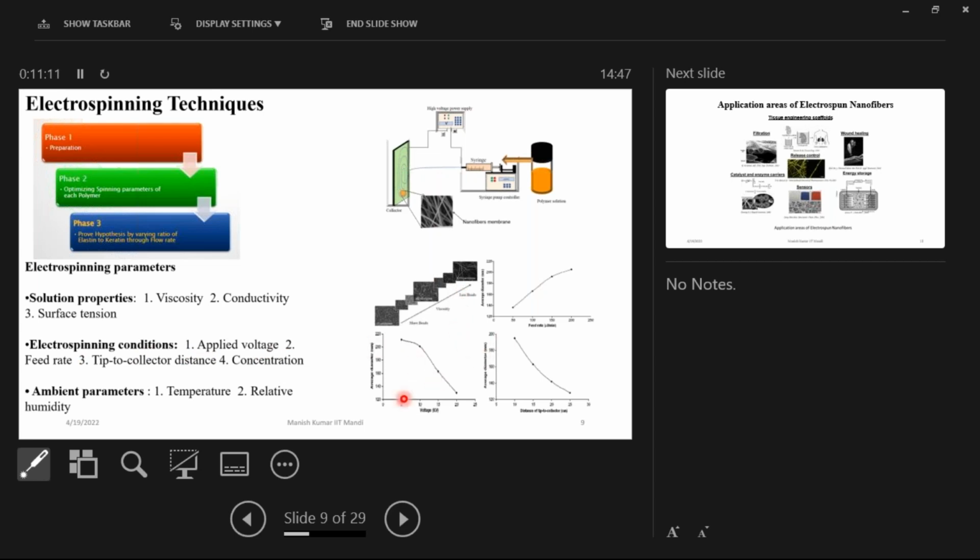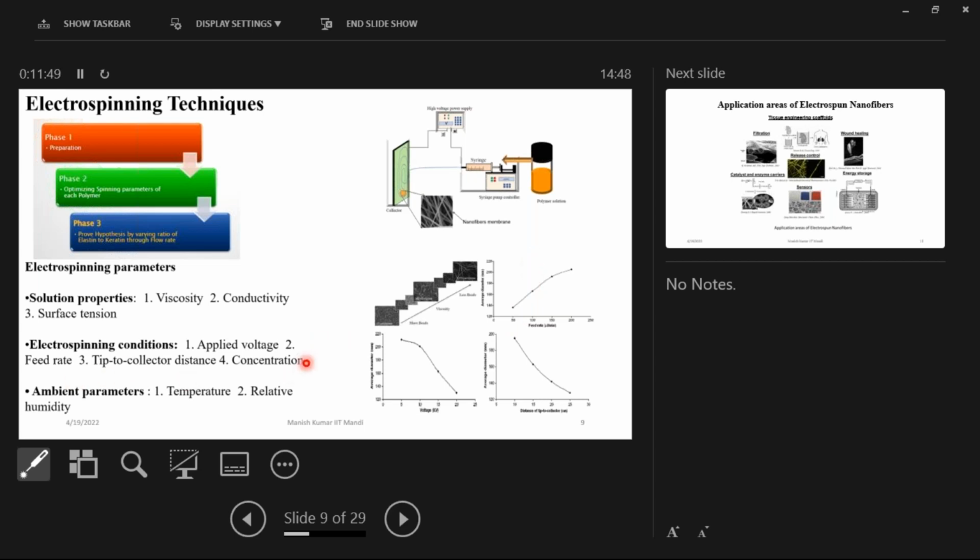So applied voltage plays an important role. As you can see in this figure, when you increase the voltage, the diameter of the fiber reduces, but at a particular point, if you apply a very high voltage, the fiber length will be very short. Then you will get broken fibers, not continuous fibers. Next is feed rate, which is like flow rate. If you increase the flow rate, the diameter of the fiber will increase. If the fiber diameter increases, the surface area of your membrane reduces.